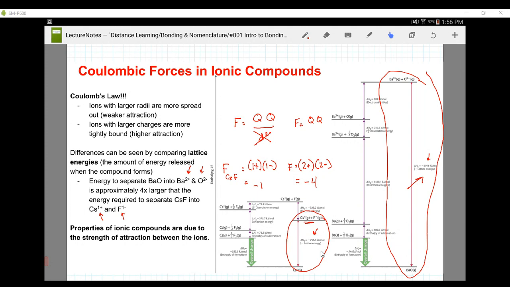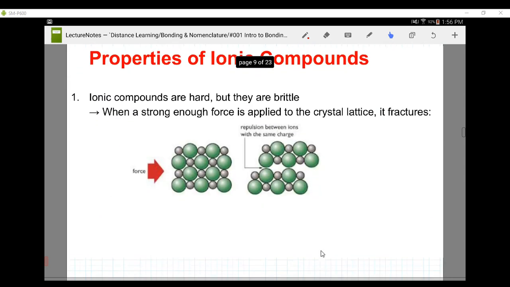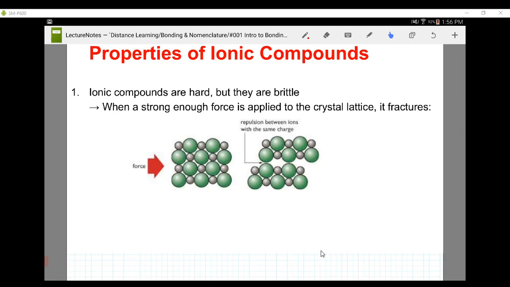That difference, the amount of energy required to break them apart, is going to play a big role in different properties. One of them is just the fact that ionic compounds themselves are generally really hard. The crystals have a hard structure, unlike something like charcoal or carbon or oxygen, which is a gas. The crystals themselves are hard, but if enough force is applied to them, for example, if you hit them with another rock or a hammer, they tend to shatter. They're very brittle in that sense, and they'll fracture into different pieces.